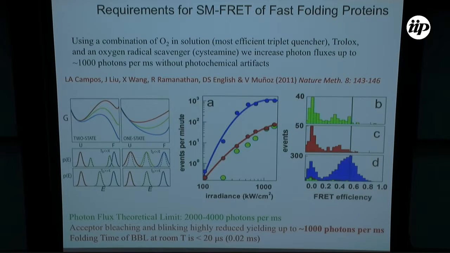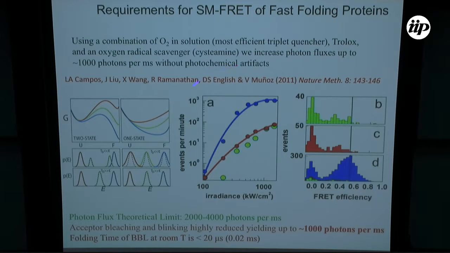So the problem is you were getting no bleaching, but you were getting too much blinking or triplet formation. So you couldn't go into high collection efficiency or high photon count rates. So what we did is a different trick. We added as much oxygen in solution as possible, and then we used radical scavengers to get rid of the free radicals, but still keeping the oxygen.